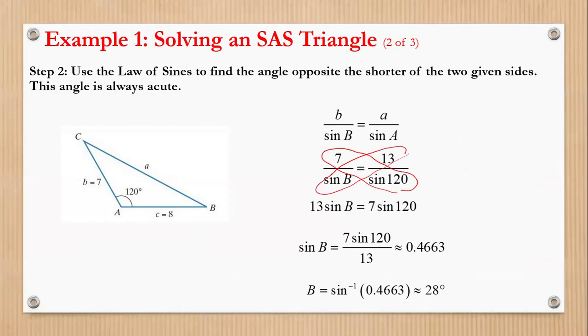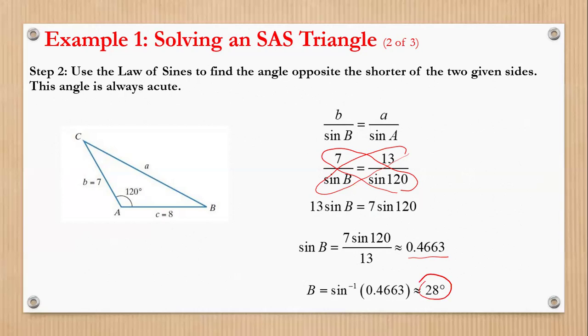We multiply 13 by sine B and then set it equal to 7 times sine 120 and then divide both sides by 13. It gives me this number. But that's the sine of angle B. If you need the angle B, you need to use the sine inverse key from your calculator. And since the question says rounded to the nearest degree, we rounded to 28 degrees.